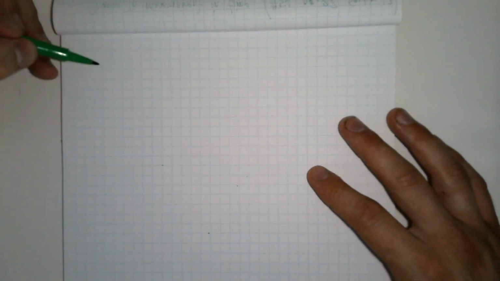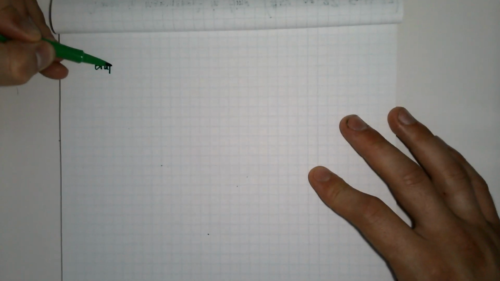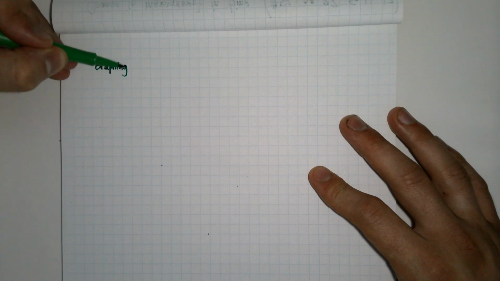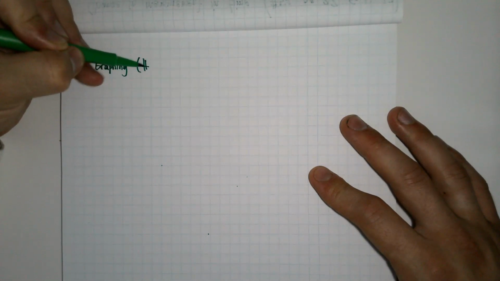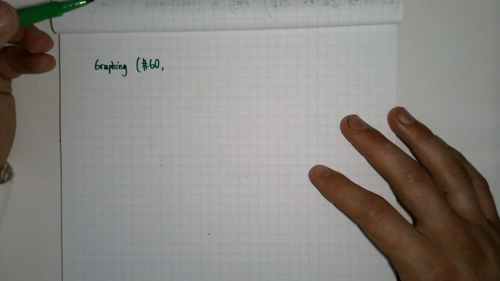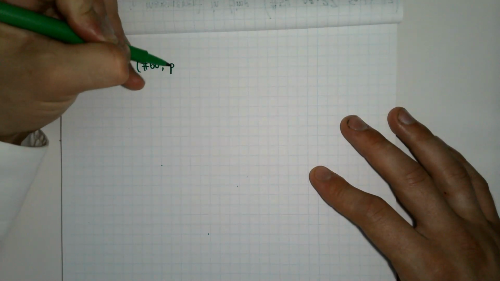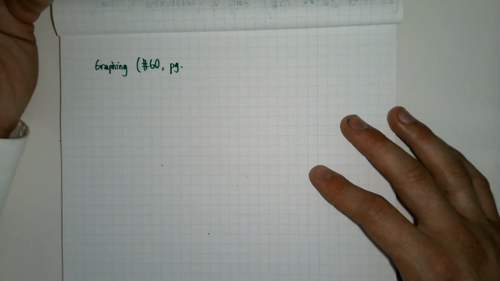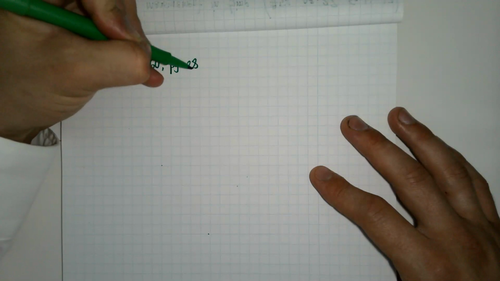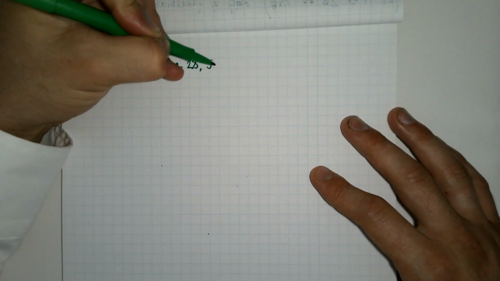All right, let us begin. We're going to look at graphing and interpreting data. This is going to be for problem number 60 on page 28, related to section 1.4.